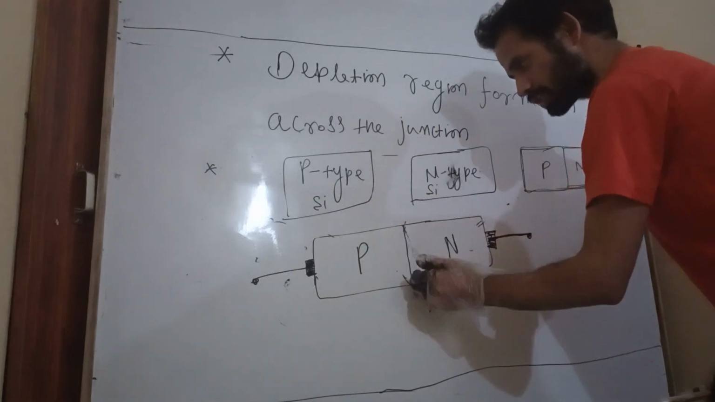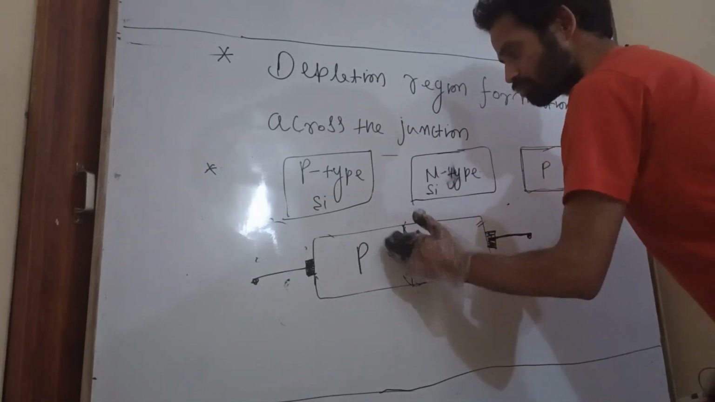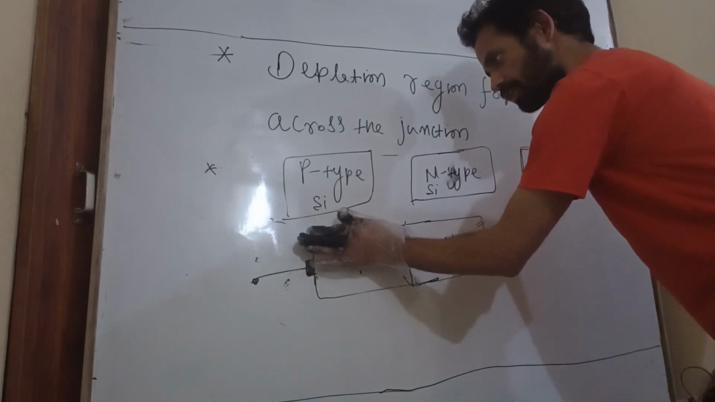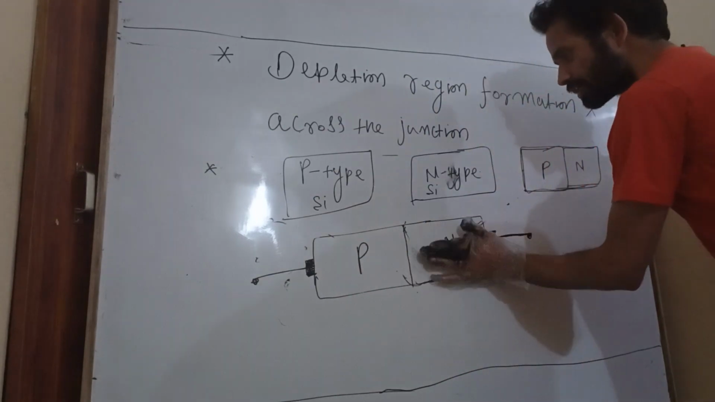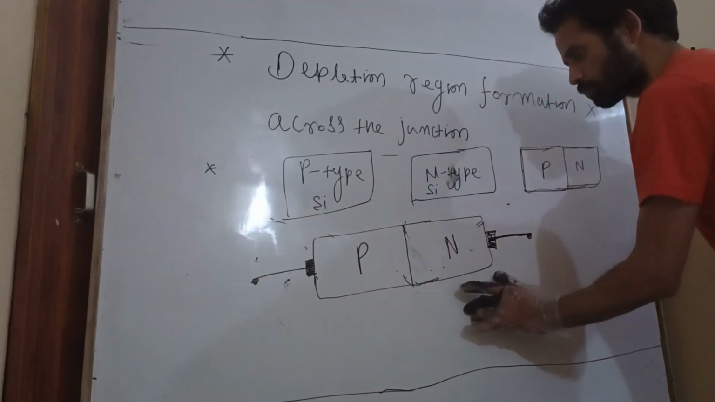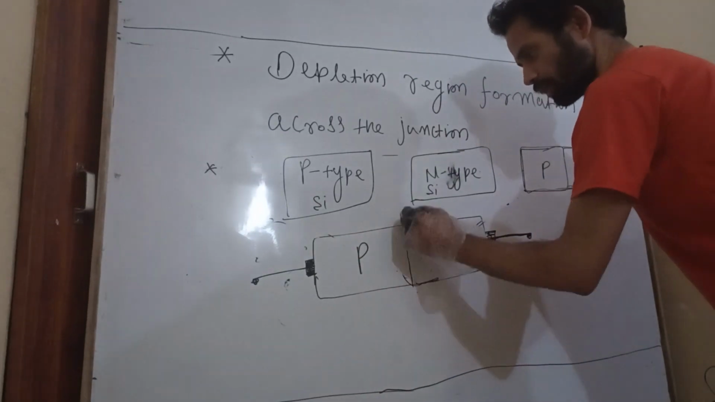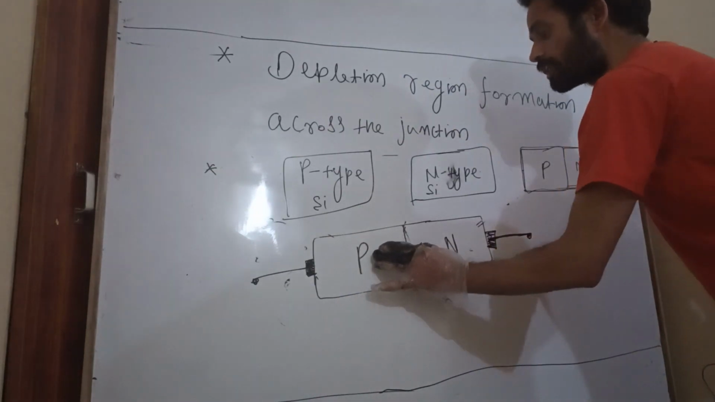We are making the partition on the single silicon crystal, a partition of two different regions. One region is doped with trivalent impurity, which will make p-type semiconductor, and the other region is doped with pentavalent impurity, which will make n-type semiconductor. Both are joined together. This is the junction, so this is the PN junction.